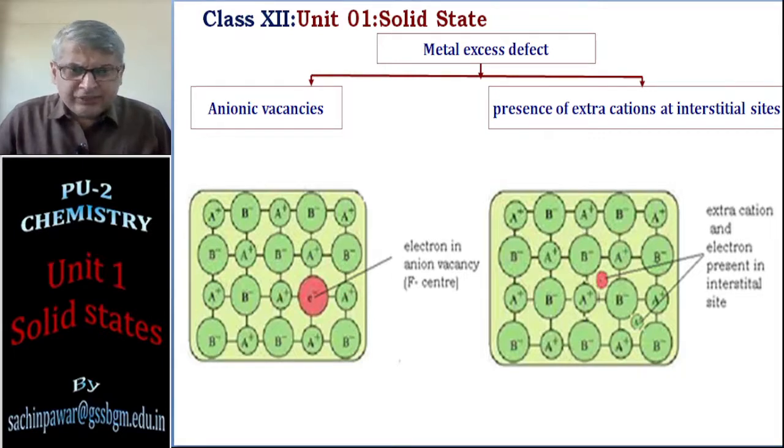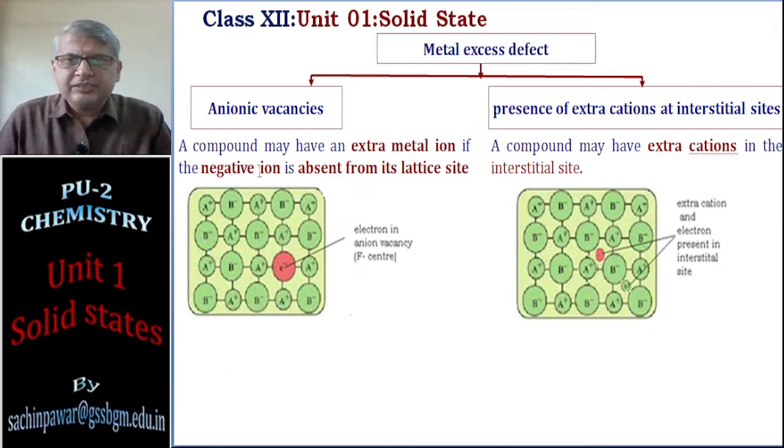Because of this, you see one simple thing that happens here. In anion vacancies, when the anion leaves the site, it gives an electron here in the lattice site. So this is anion vacancy, and the presence of extra cation at the interstitial site leads to metal excess defect. So these are the words.